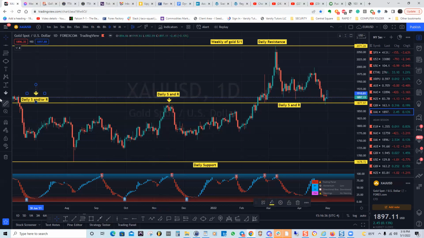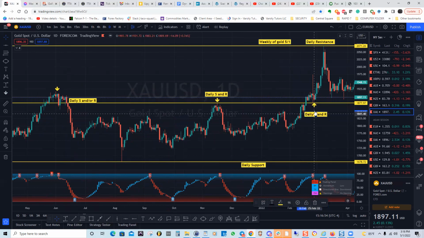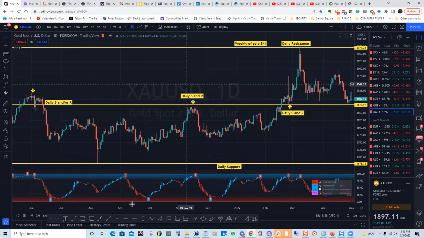This here is a little structure, and you see that it dropped there, and this one here is up. When it plays both sides of the field, that's even better, because that's a key level. When you get daily support and resistance, that's a key level.